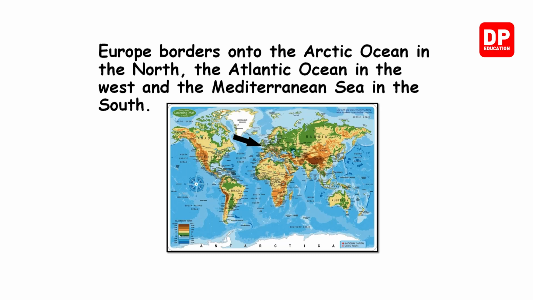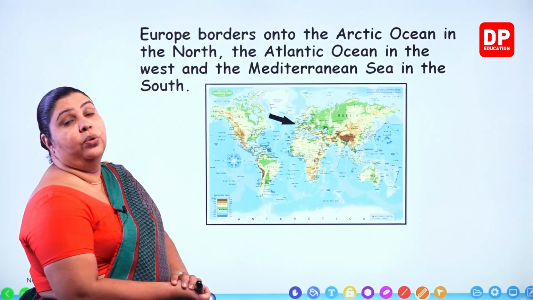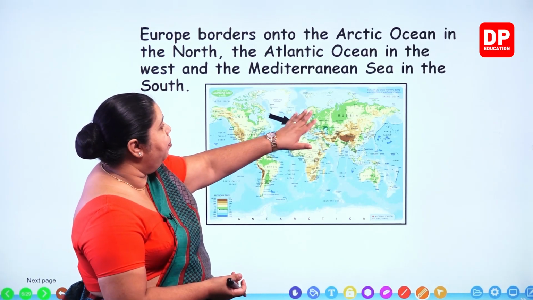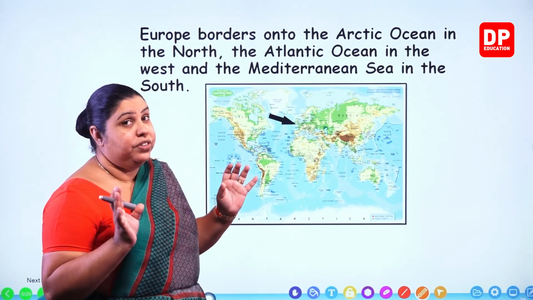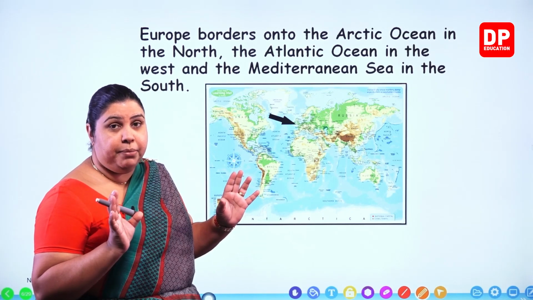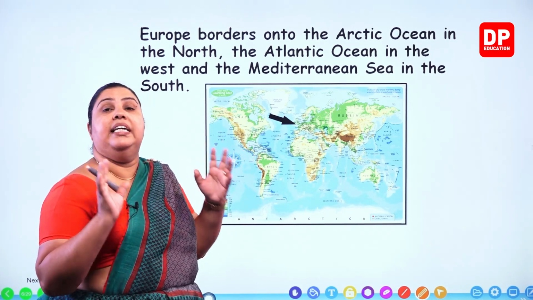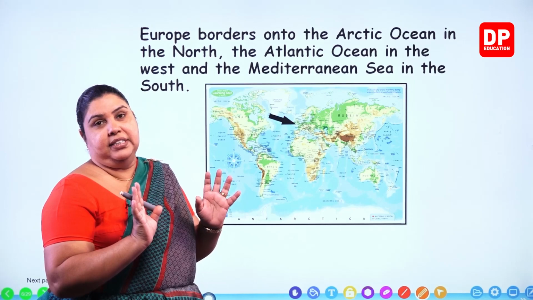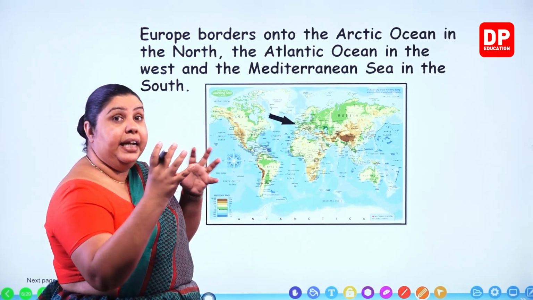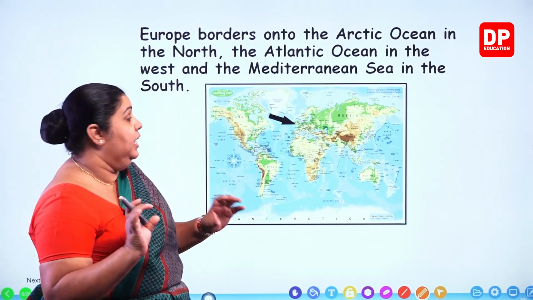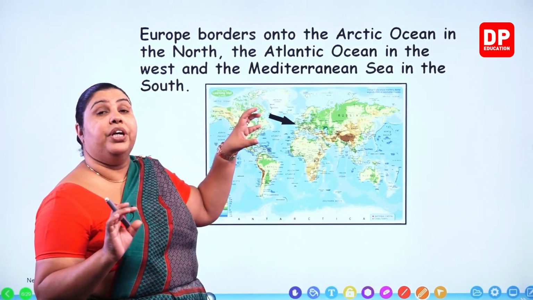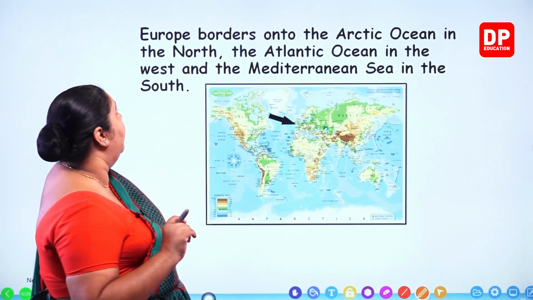Europe borders into the Arctic Ocean in the north and Atlantic Ocean in the west and the Mediterranean Sea in the south. ඔන්න පුතේ කොහොමද දැන් මේ යුරෝපා මහද්වීපය, දැන් අපි ඔස්ට්‍රේලියා මහද්වීපය ගැන කතා කරා. Can you remember? Australia was one single country. It had no borders. But now the Europe is connected to other continents as well. So we have to see what the location is. පිහිටීම කොහොමද කියලා අපි බලමු.